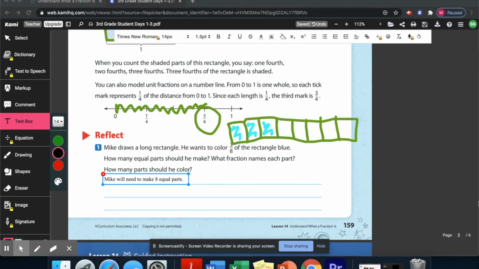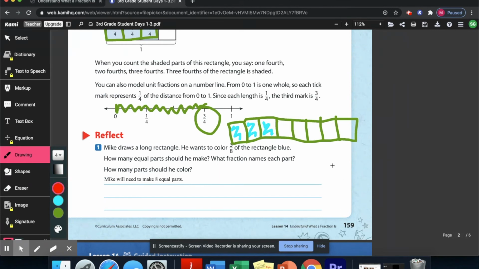Now we're going to look at the second question they give us. What fraction names each part? What they're asking, even though this sounds kind of weird, they're asking what each of these squares within the rectangle are called. What are their names? So we need to go back to think, okay, how many squares do I have that are cut equally within this rectangle? 1, 2, 3, 4, 5, 6, 7, 8. Okay, that's our 8 total.